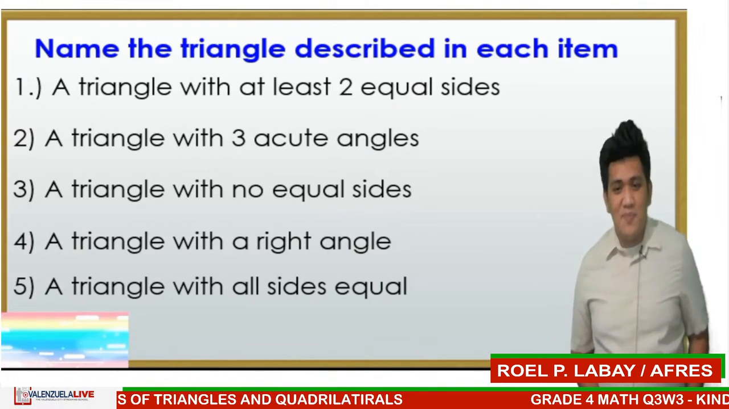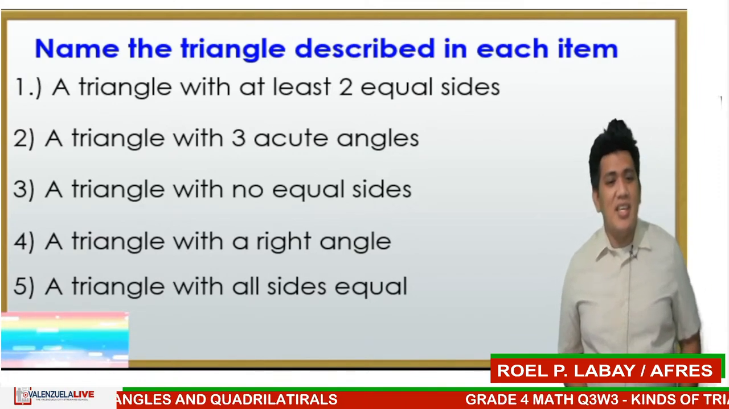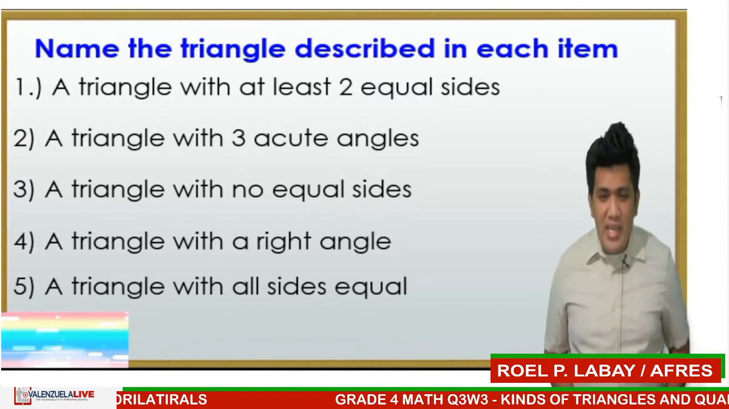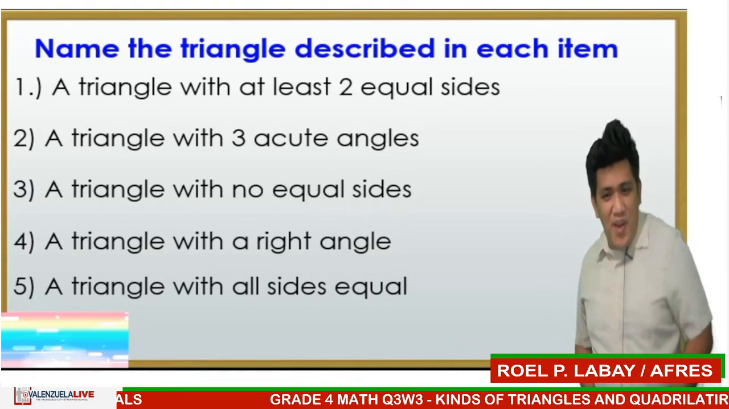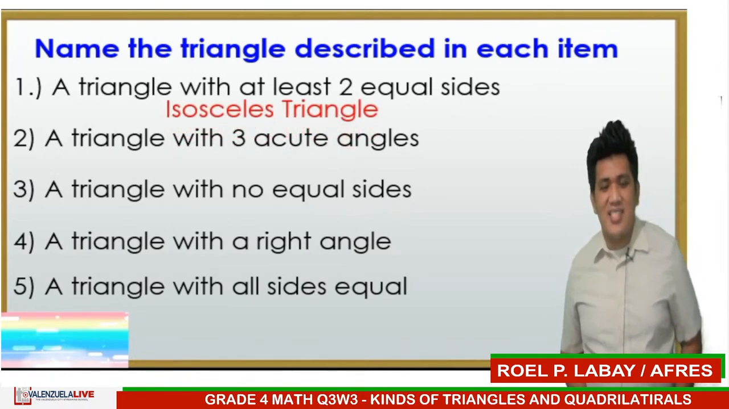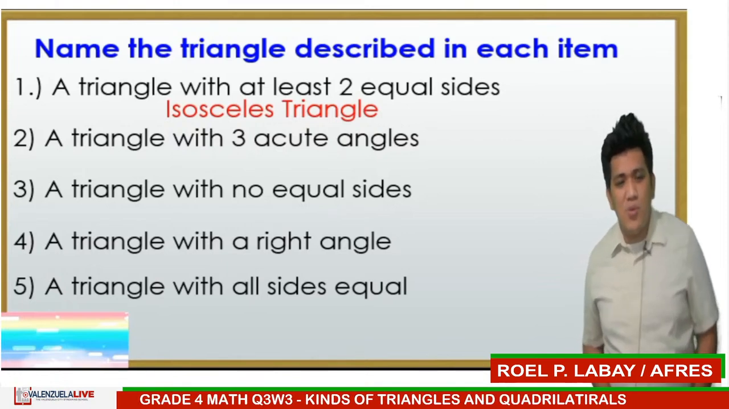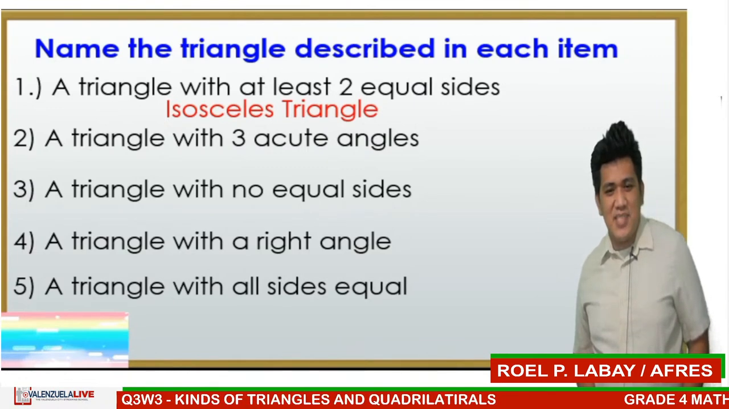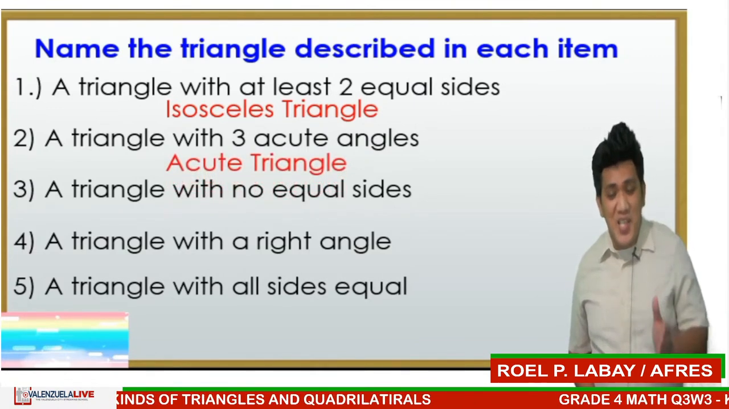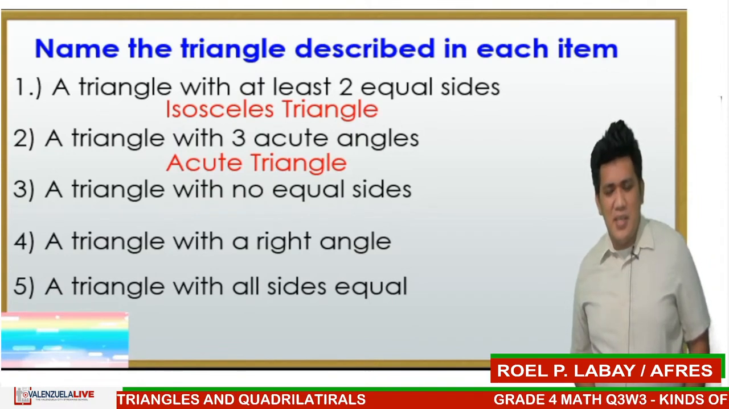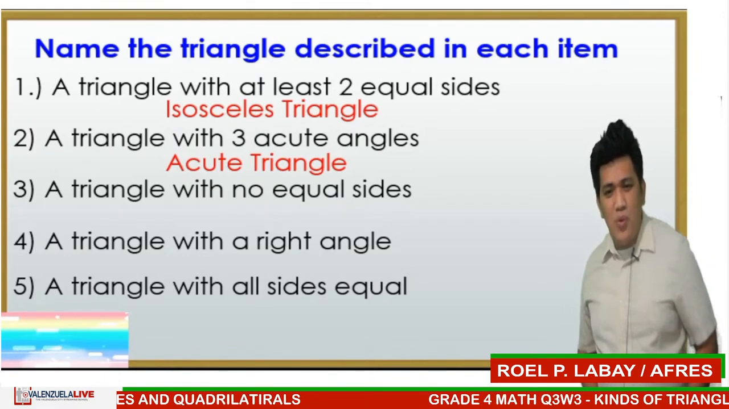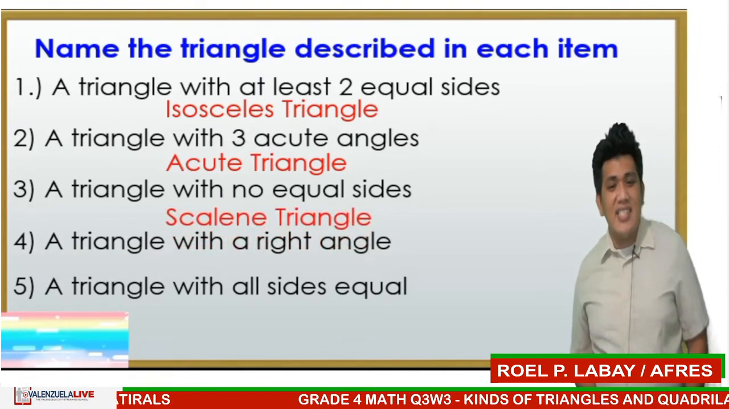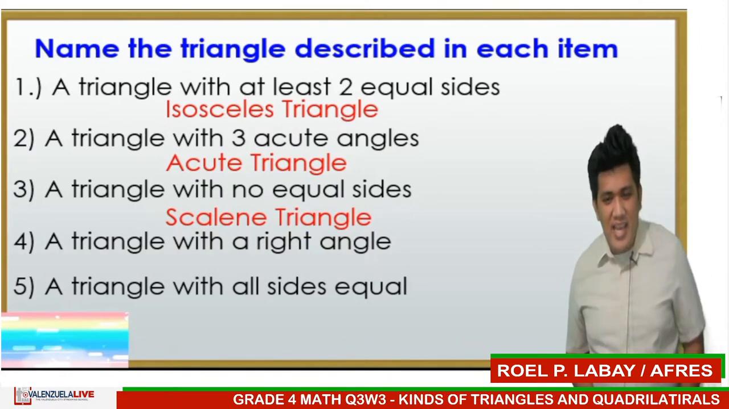Okay, time's up. Let's check your work. Number one, a triangle with at least two equal sides. That is an, very good, an isosceles triangle. How about number two? A triangle with three acute angles. Correct. That is an acute triangle. Number three, a triangle with no equal sides. Correct. That is a scalene triangle.